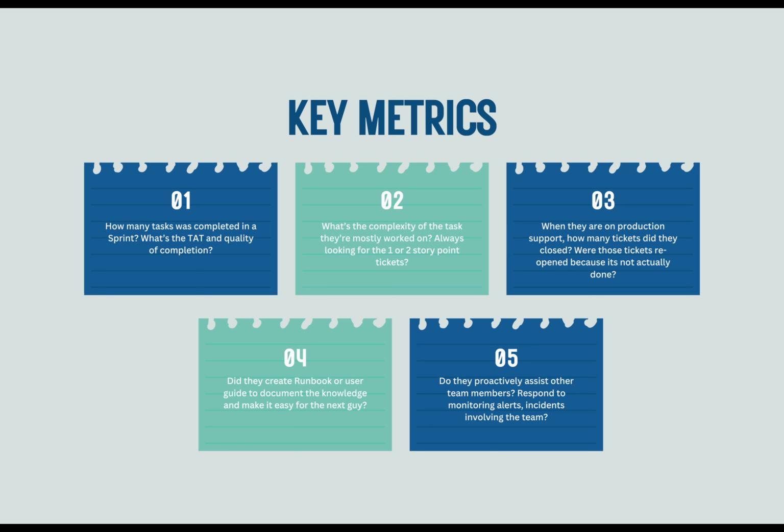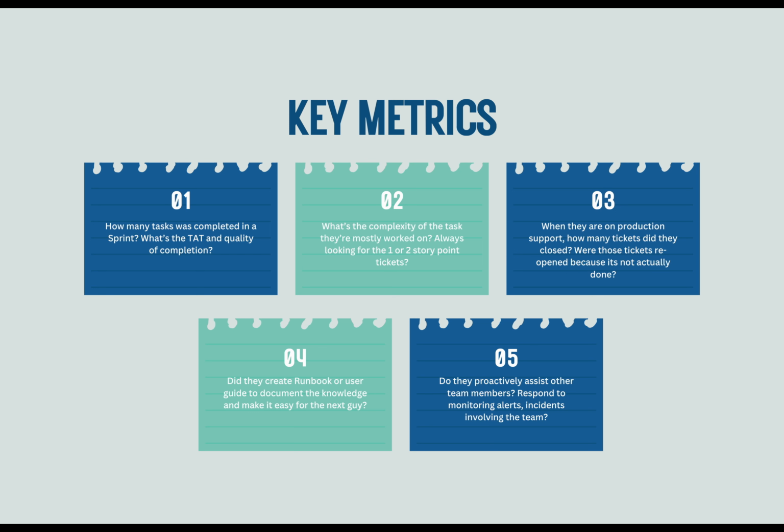Number 1, we can look at how many tasks were completed in a sprint, right? And when we are looking at that, we are looking at what's the turnaround time and what's the quality, right? Number 2, you can look at what's the complexity of the task that they are working on, right? Number 3, you can look at whenever this particular engineer is on production support, right? How many tickets did they close and at what quality, right?